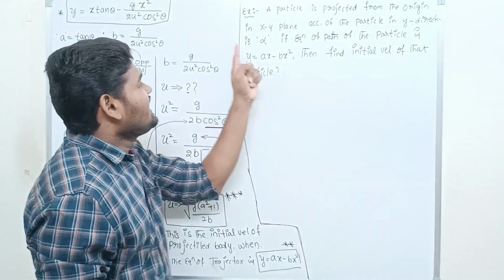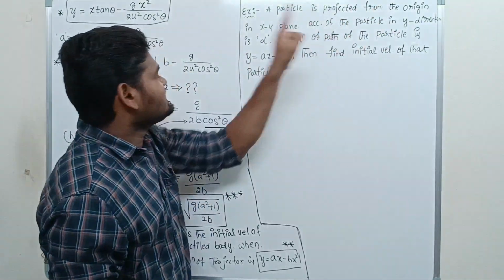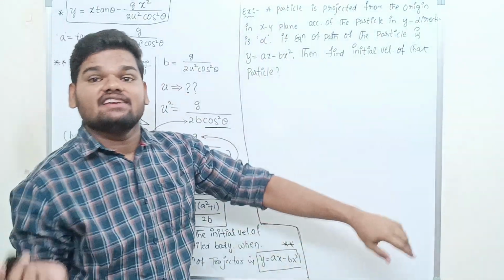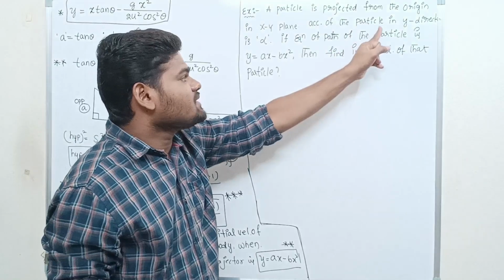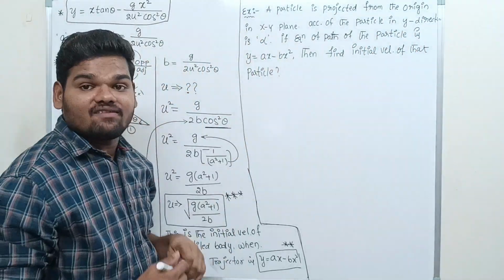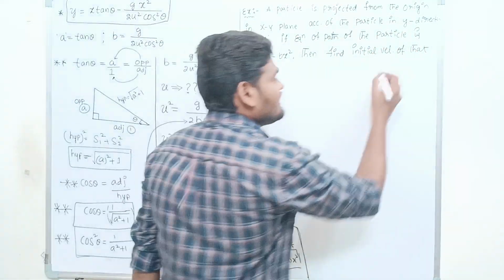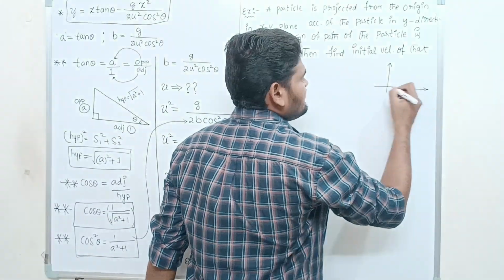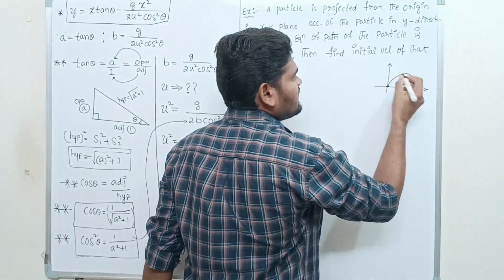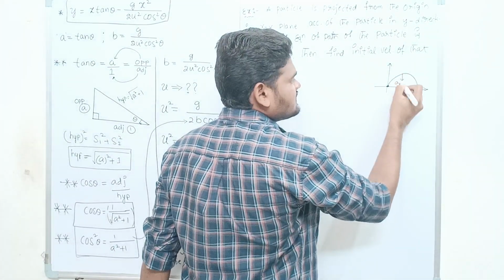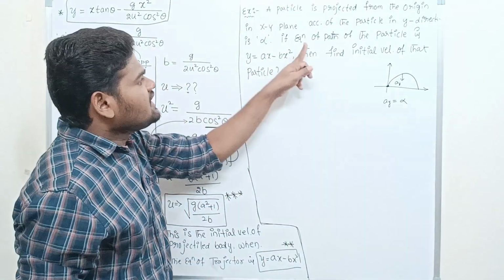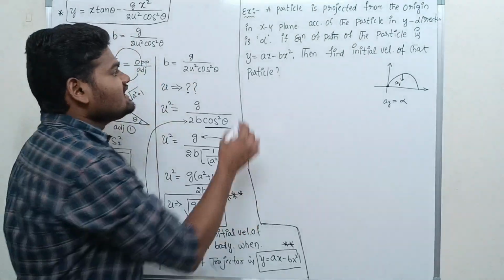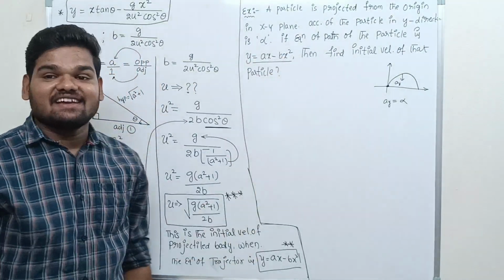So what is given? A particle is projected from the origin in the xy plane. The acceleration of the particle in the y direction is alpha. They are projecting one object from the origin. So the acceleration along the y direction, ay, is given as alpha. And the equation of the path of the particle is y is equal to ax minus bx square.